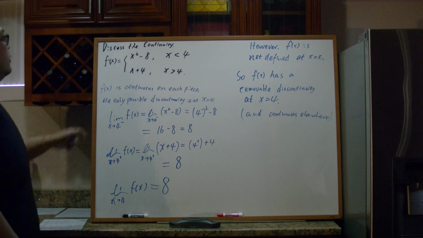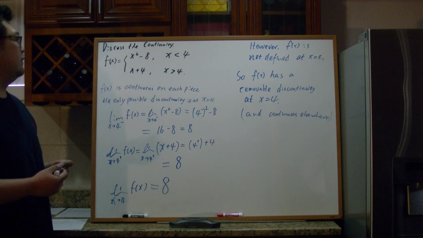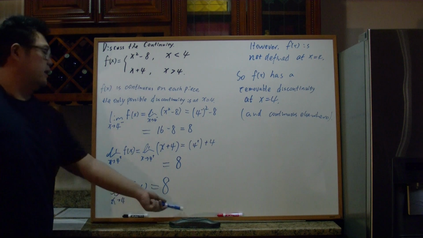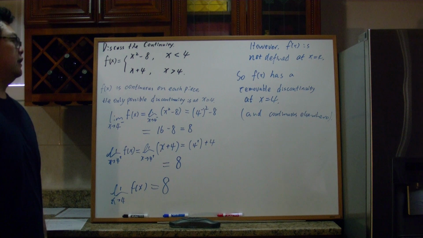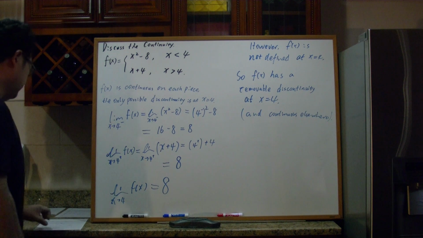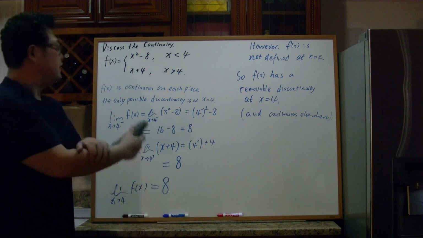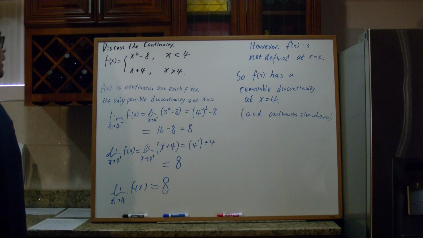We know it's continuous elsewhere because of the nature of the polynomial function. A polynomial function is continuous basically. So that is what we have, and that is how we discuss the continuity.